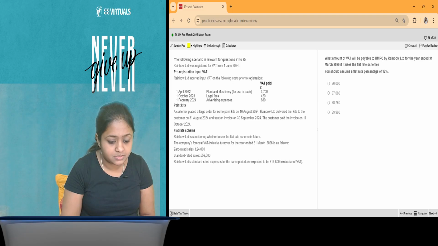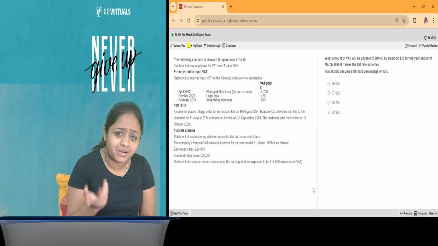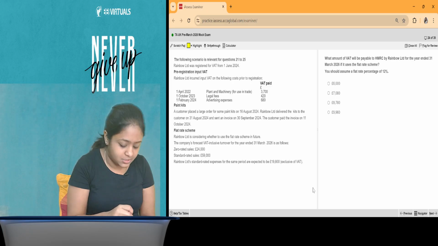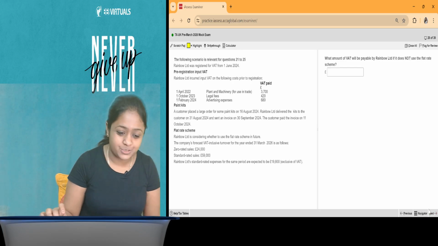Just a minute. This is zero rated also, but everything is given VAT inclusive. It's a very straightforward question. I had a doubt how it is so straightforward, but it's pretty easy. 24,000 plus 59,000 multiplied by 12%. Yes, so the answer is 9,960. Quite an easy question. Okay, let's go to the next one.